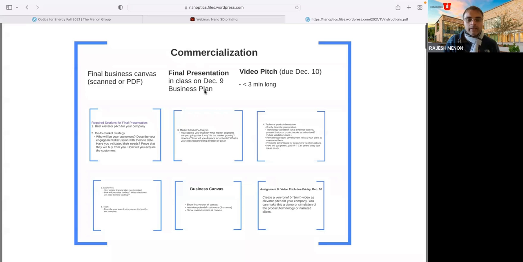So we have the class presentation next week, and then the video pitch the day after. So the video pitch, you can really do whatever you want. You can make it a demo, make it a cartoon, whatever you want. But really, you have to make a pitch for your idea, your innovation. Just make it short. I'm not giving you too many guidelines here, but you can just take your final presentation and turn it into a short pitch as well.